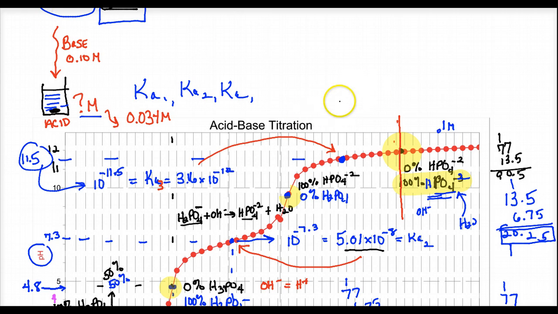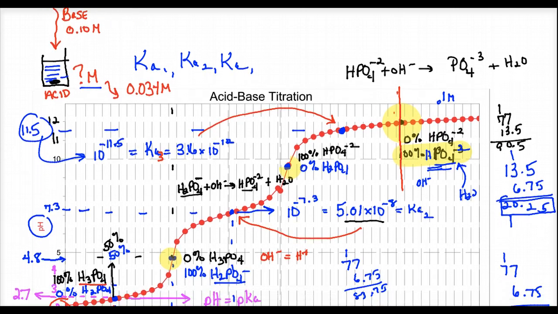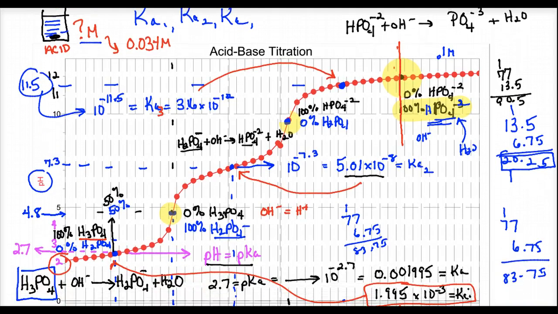So the third equation, which is happening right here, is the HPO4 2- plus the hydroxide makes PO4 3- plus the water. Now the problem is that this immediately reacts with the water to reform this. That's why it levels out. So in any case, that's the third predominant reaction in that part.